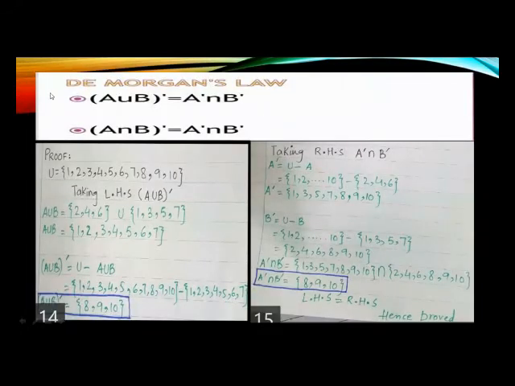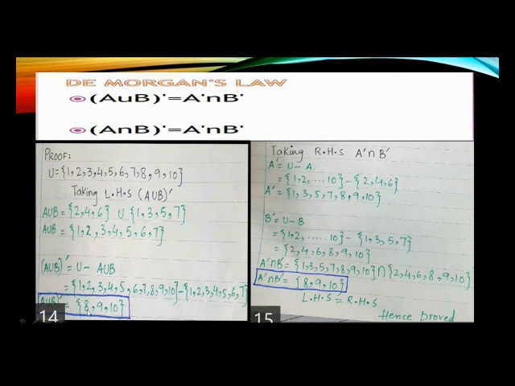Now De Morgan's laws, there are two: A union B whole complement equals A complement intersection B complement, and A intersection B whole complement equals A complement union B complement. There is a question. A, B and universal set are given, taking the left hand side, A union B whole complement. First of all, we find A union B, write the sets A and B with the union sign and make their union, and then find A union B whole complement. Whole complement means we subtract A union B from the universal set, so we write U minus A union B, write this universal set, then the minus sign, then set A union B, compare these two and drop the common elements.